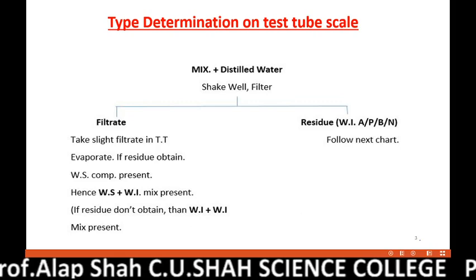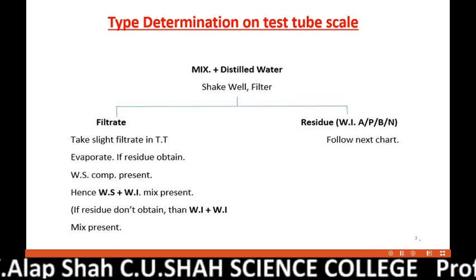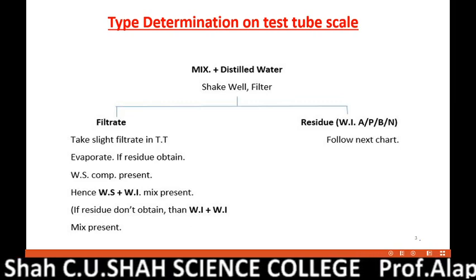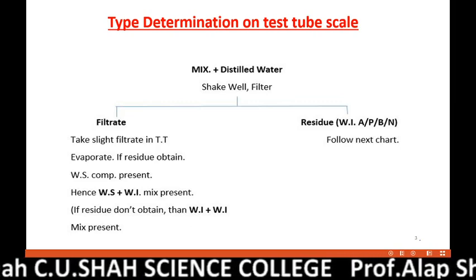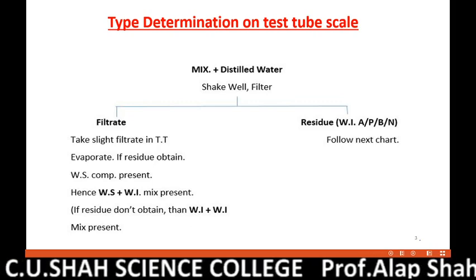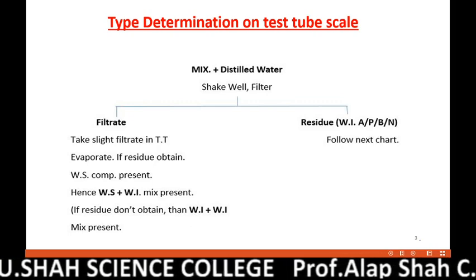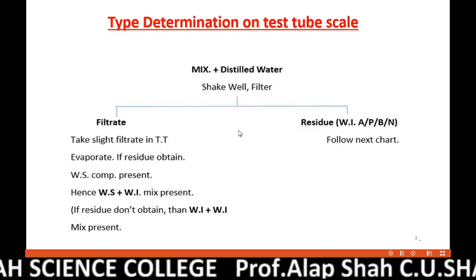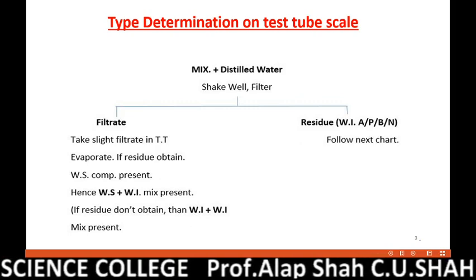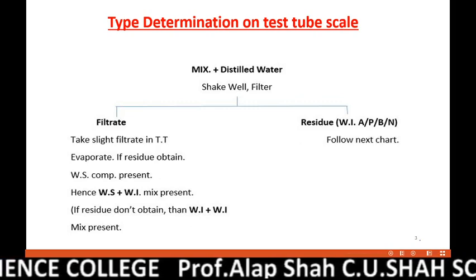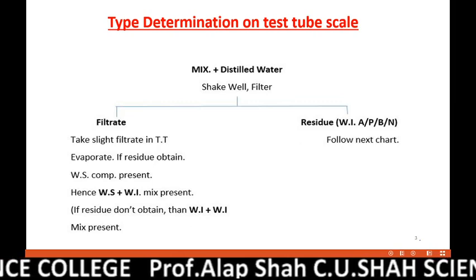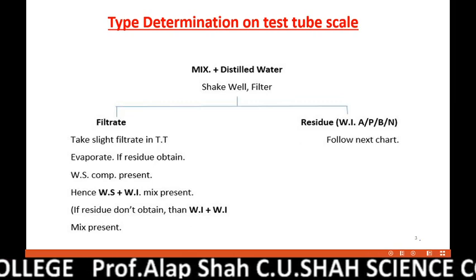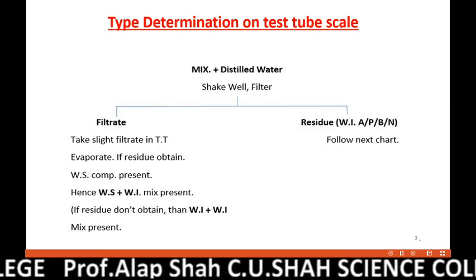Now first of all, whenever you are given a mixture, you should determine the type on a test tube scale. So today we will discuss the actual sequence of the tests. First we check whether one component is water soluble. If yes, your mixture would be water soluble plus water insoluble. And if the water soluble component is absent, then we say the mixture has both components water insoluble.